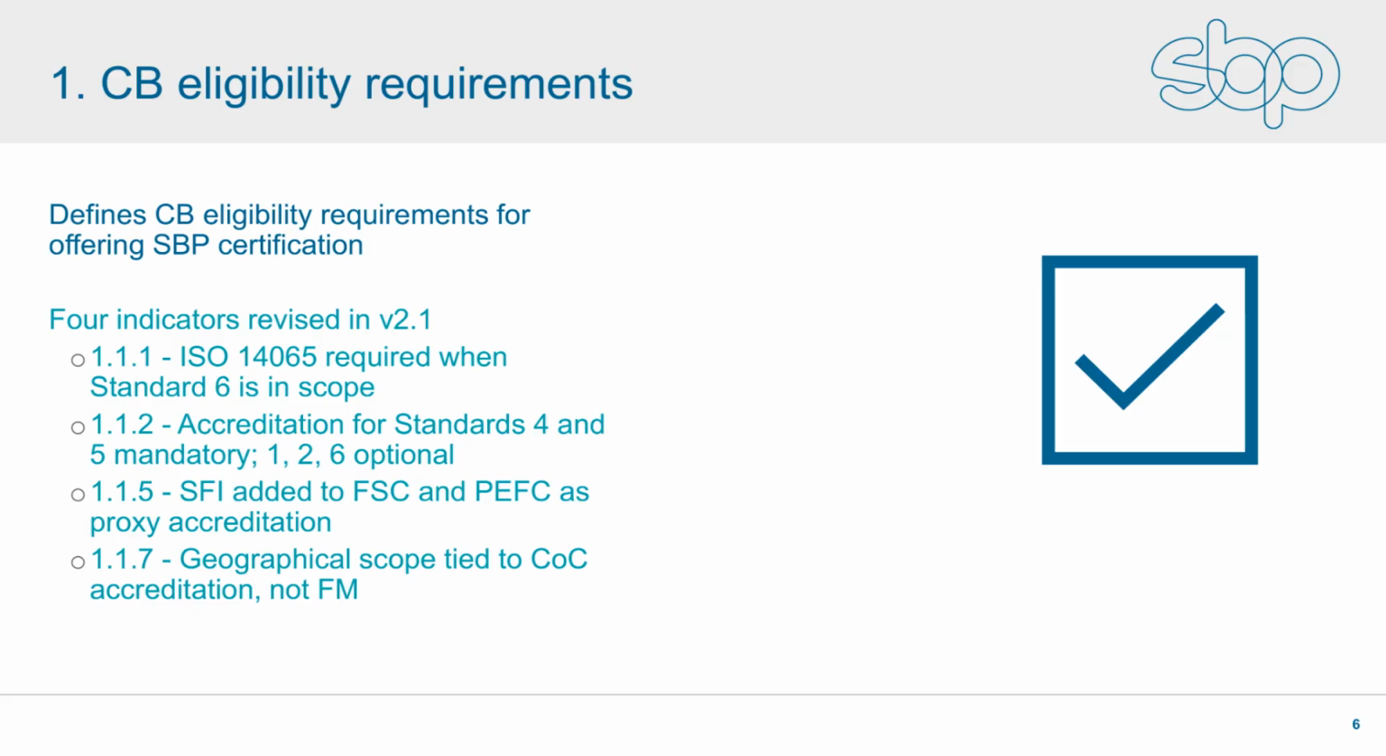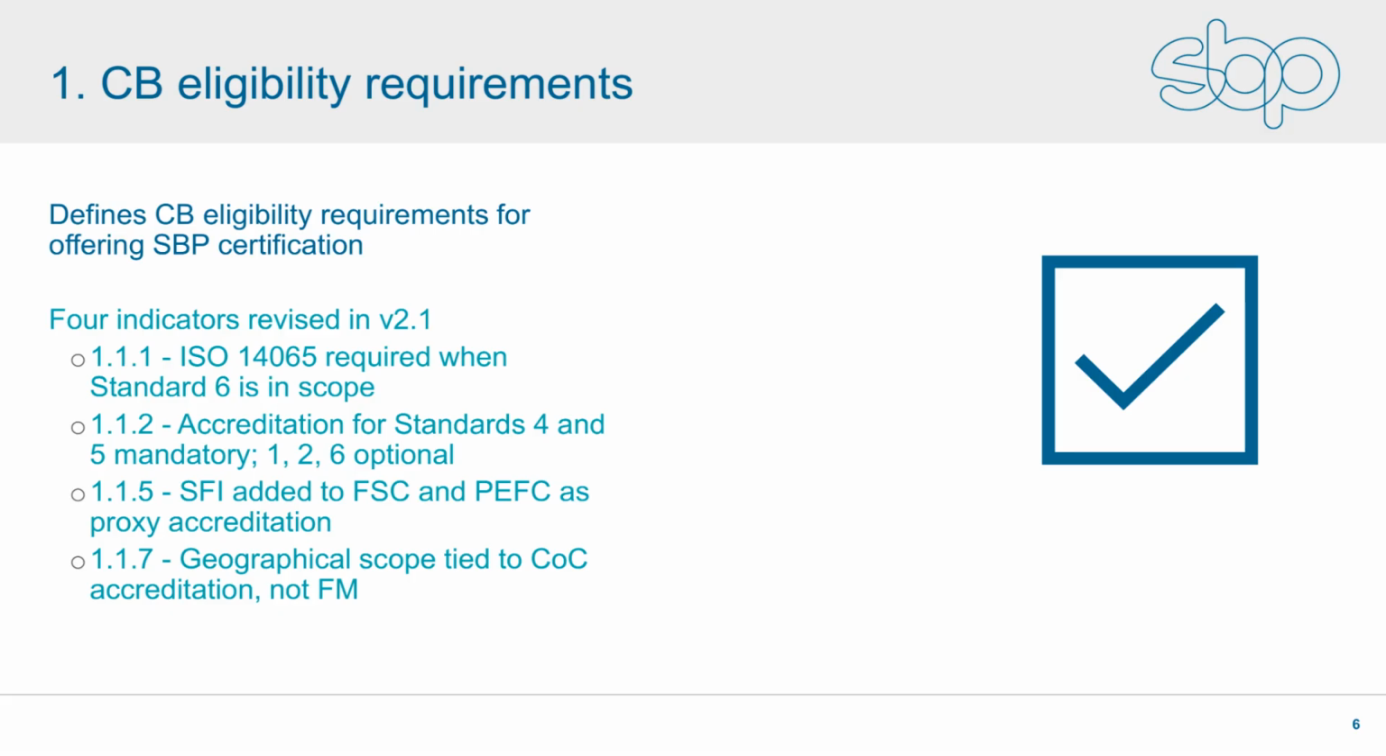Let's start with Section 1, which covers the eligibility requirements for certification bodies. This section is primarily relevant for CB program managers, those responsible for ensuring their organization meets the requirements to offer SBP certification services. It's less directly relevant if you're an auditor, but still useful context. 4 indicators have been revised in version 2.1. Let's walk through each one.